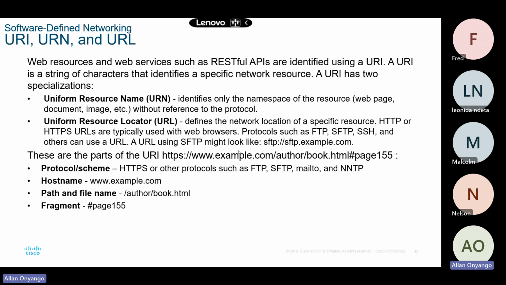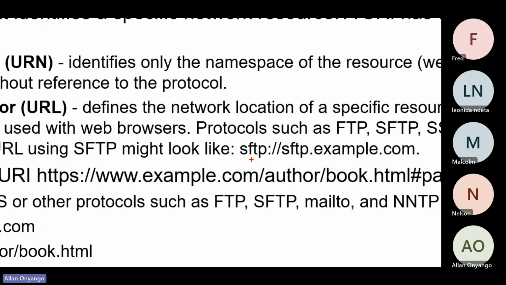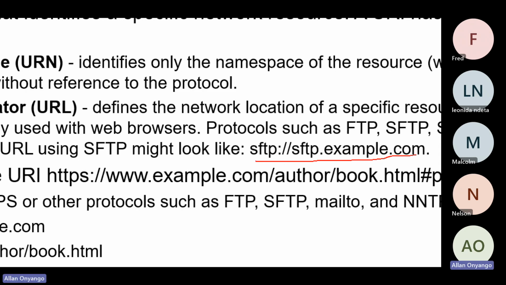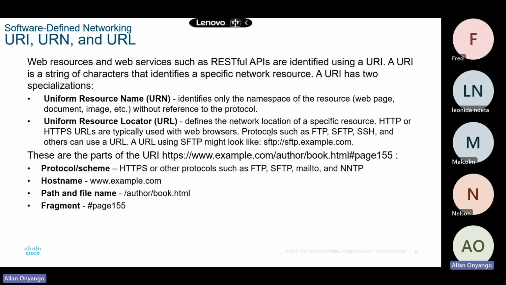So for example, looking at a URL, we can see here that we have SFTP, sftp.example.com. So it only defines the location, the exact location, and you can see example.com, the exact location of a specific resource. The URI will actually give us everything, okay?